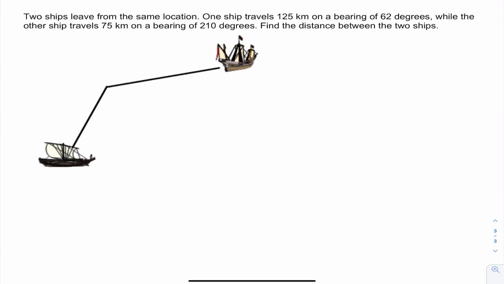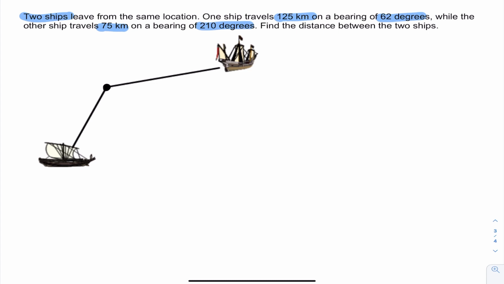All right, let's try another problem. So for this question here, we've got two ships leave the same location. They've already kind of set the diagram up a bit for us, but I can see this location is here. It says one ship travels 125 kilometers on a bearing of 62 degrees, while the other ship travels 75 kilometers on a bearing of 210 degrees. Find the distance between the ships.